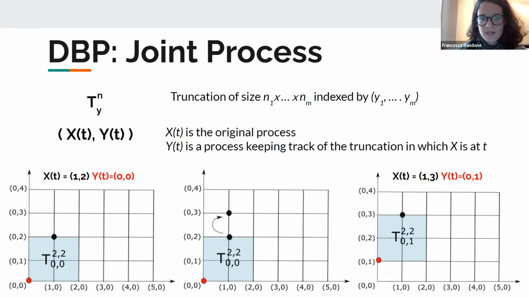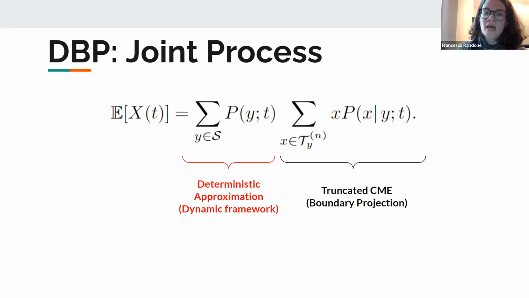So we have this joint process where x is the original one and y just keeps track of the truncation. And we can write the average dynamics of x in terms of probabilities of the joint process. After some manipulation, you will get this expression. This expression is particularly interesting because you have two summations. The internal summation only depends on the state inside a truncation and is exactly the average computed on the states inside a truncation. And this is the part that we want to approximate with a truncated master equation. The outer summation instead only depends on the coordinates of the truncation. And this is what we want to approximate with a deterministic function that tells us which is the truncation most probable at time t.